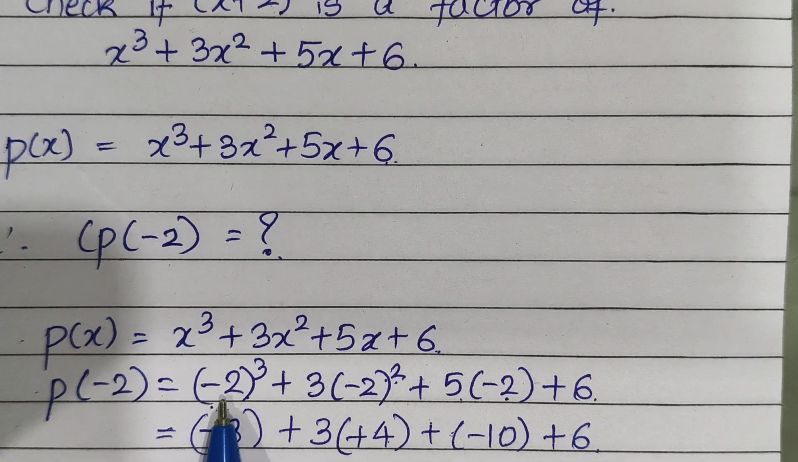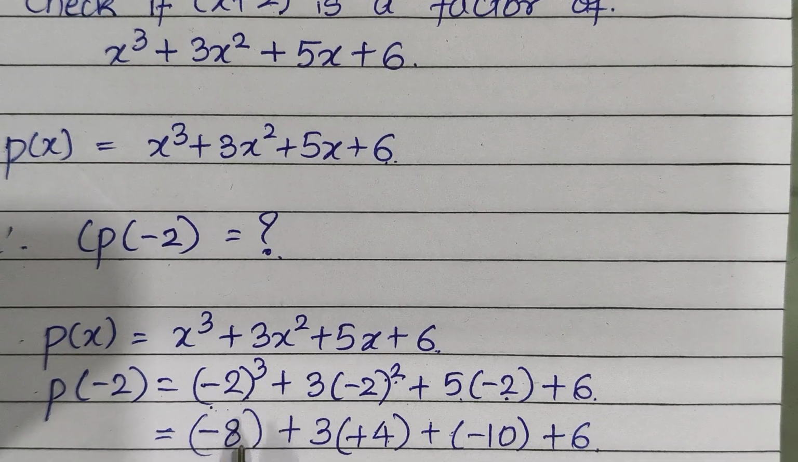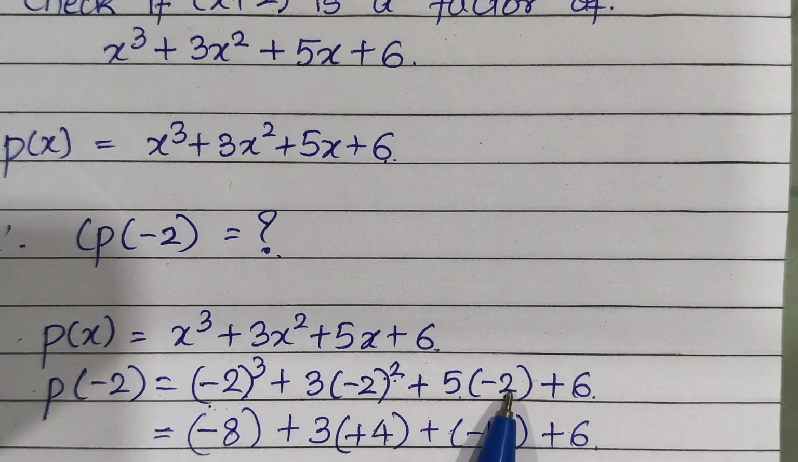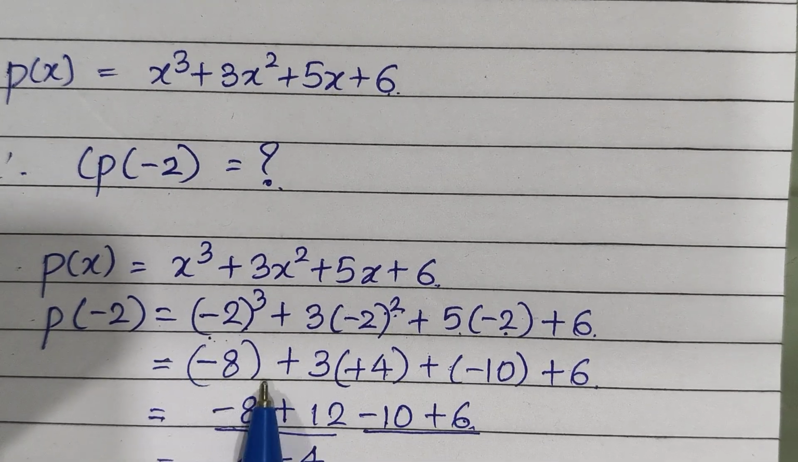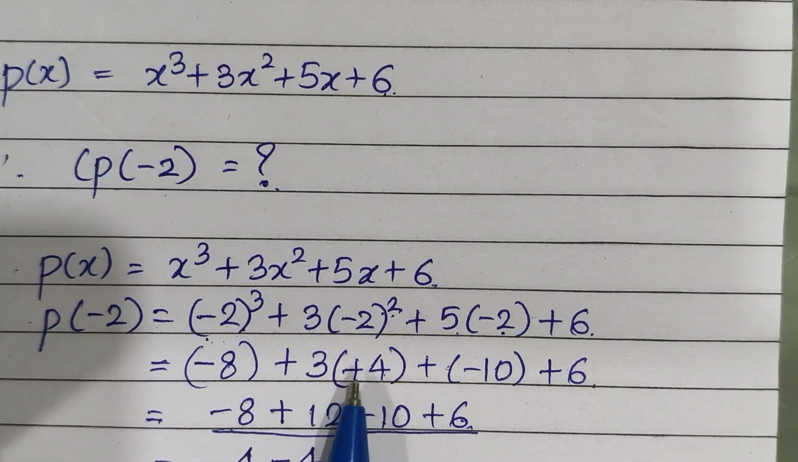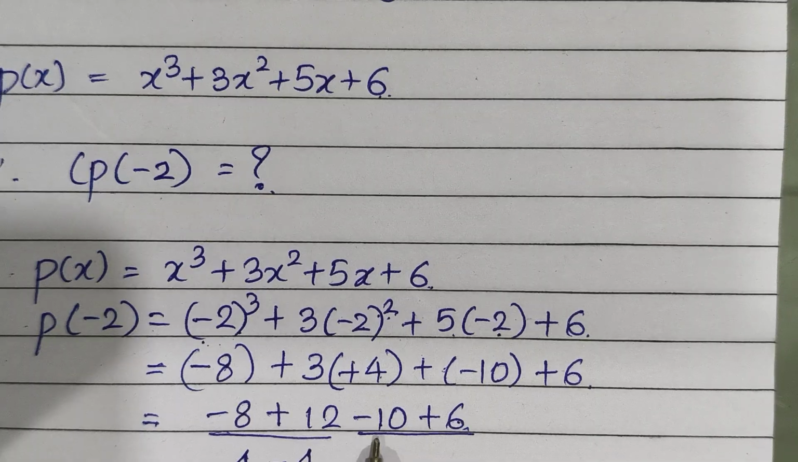Remember, the cube of any negative number is always negative. So minus 2 cube will be minus 8, and square of any negative number is positive. Minus 2 square will be plus 4. 5 multiplied by minus 2 will give me minus 10 and plus 6 as it is. Now let's simplify. Minus 8 as it is, plus 3 multiplied by plus 4 is plus 12, and this becomes minus 10 and this plus 6 as it is.